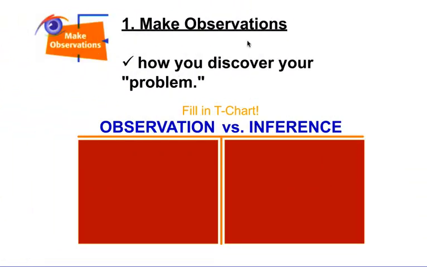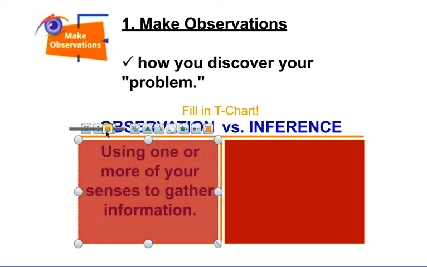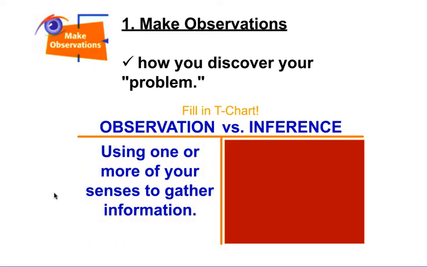Alright, so the first part of the scientific method is going to be making observations. The first thing you have to do is discover your problem. To make an observation, we're going to need to use our senses to gather some kind of information. So you're going to see something or hear something or smell something.